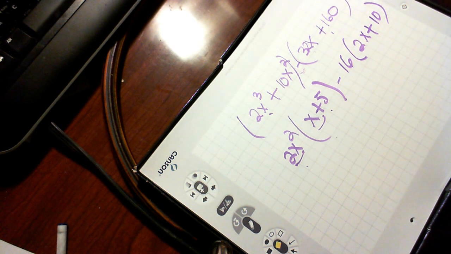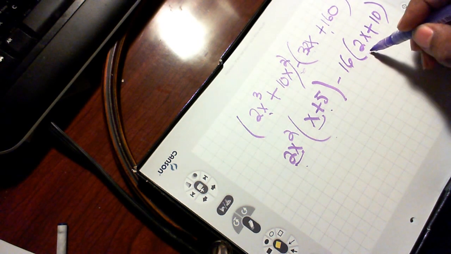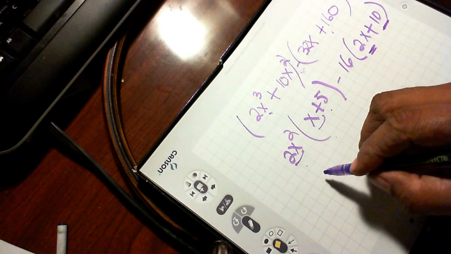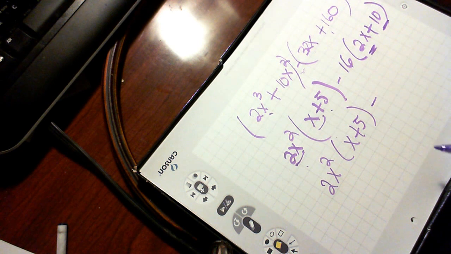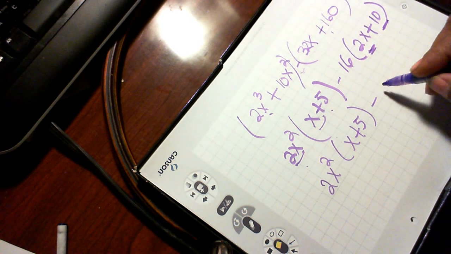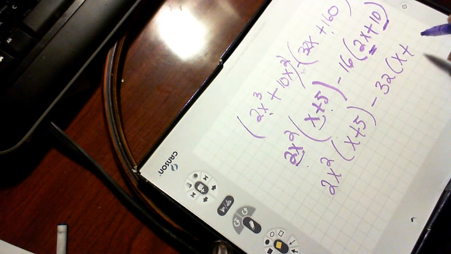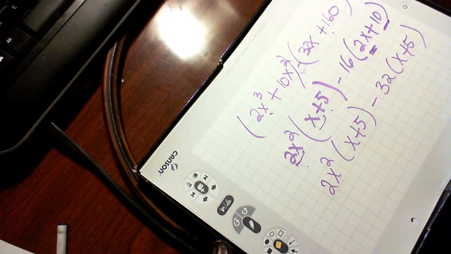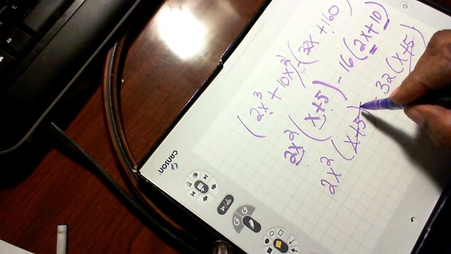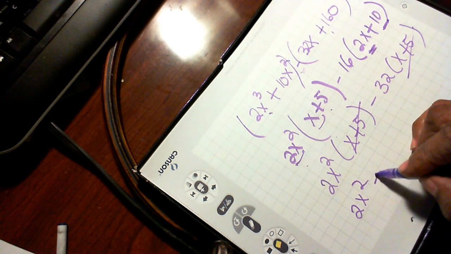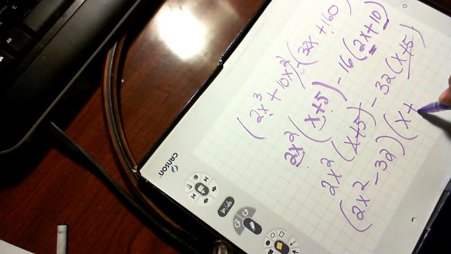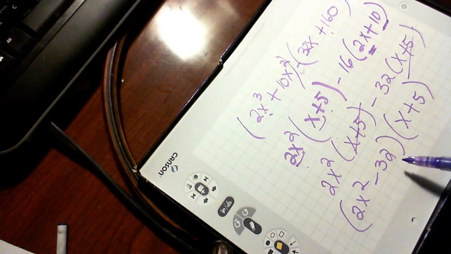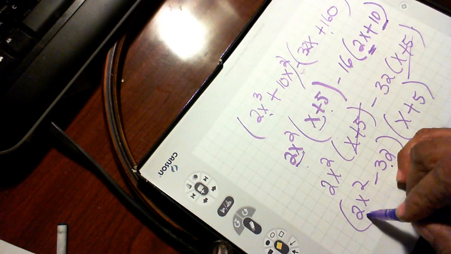Okay. Now, notice that we can factor out a 32, another 2. Look, I should have factored out a 32, but that's okay. So we have 2x squared times (x plus 5), minus 32, factor out a 2 again, 32 times (x plus 5). Now here we go. Now we can factor out this thing. So you have 2x squared minus 32, okay, times (x plus 5).